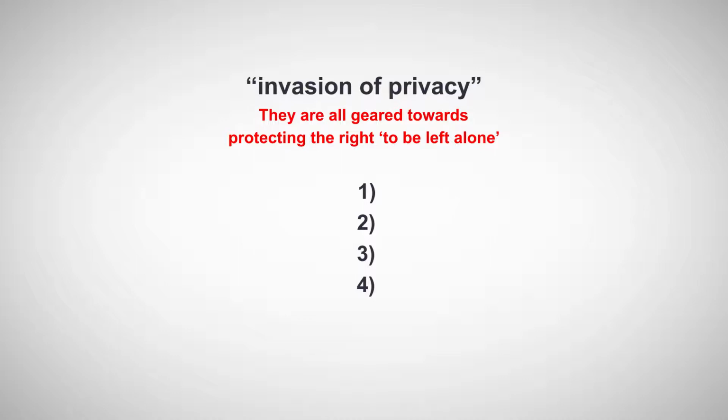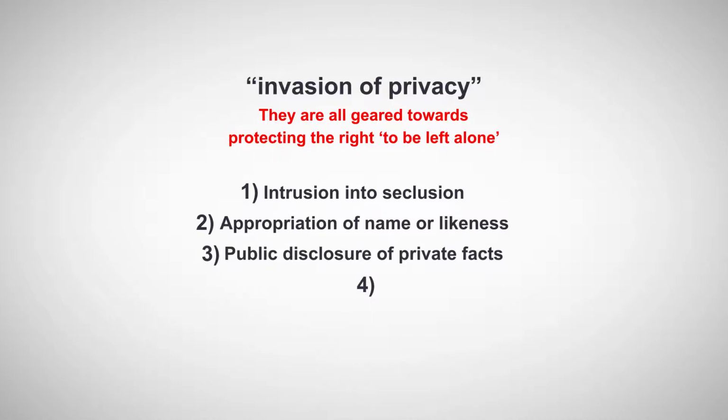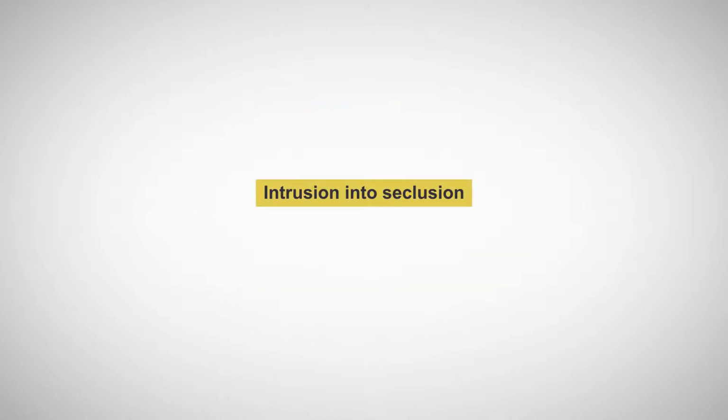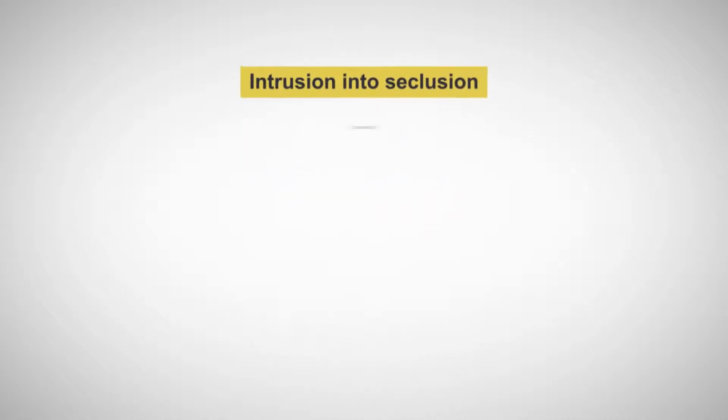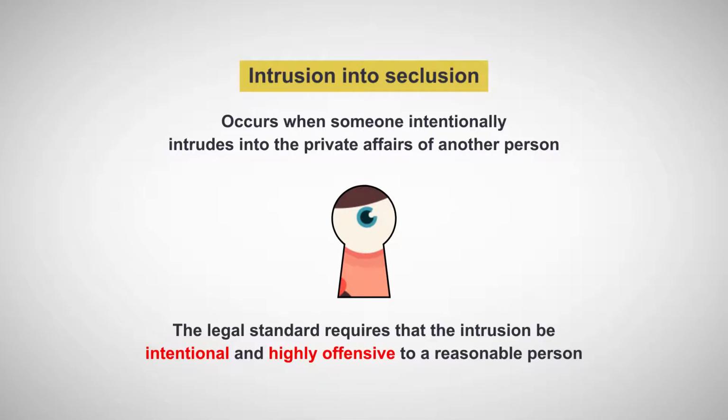These 4 categories are intrusion into seclusion, appropriation of name or likeness, public disclosure of private facts, and placing a person in a false light. Intrusion upon seclusion is what people commonly think of as invasion of privacy. Intrusion upon seclusion occurs when someone intentionally intrudes into the private affairs of another person. The legal standard requires that the intrusion be intentional and highly offensive to a reasonable person.